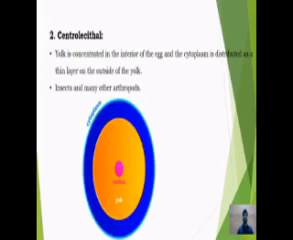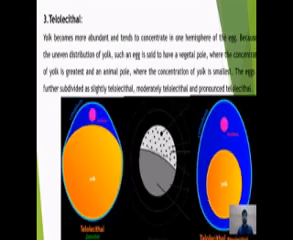Then the next one is the centrolecithal. The name itself indicates where the yolk is present. Yolk is concentrated in the interior of the egg, and the cytoplasm is distributed as a thin layer on the outside of the yolk. It means the yolk is present at the center of the egg, and the cytoplasm is pushed toward the boundary of the egg. We easily find this type of yolk in insects and many other arthropods. The last one is telolecithal.